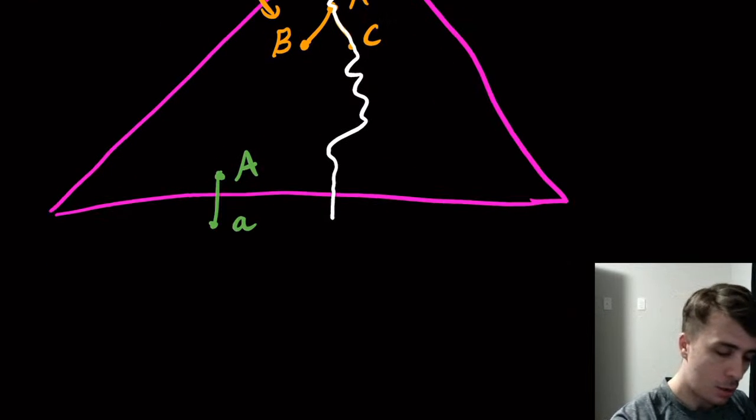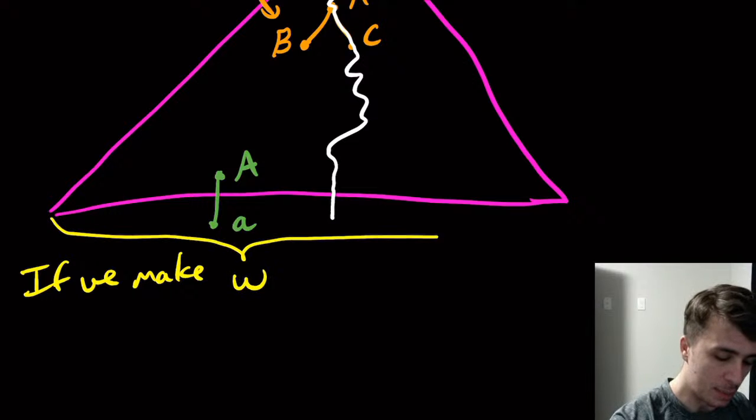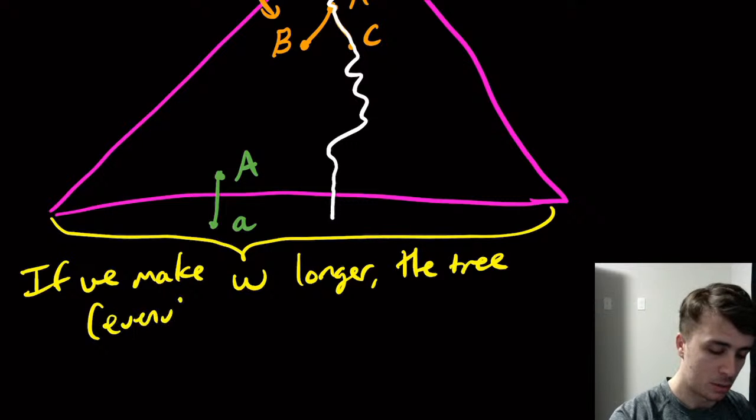Okay, so if we make the string W, I should say that this part is W, longer, the tree must eventually grow taller.